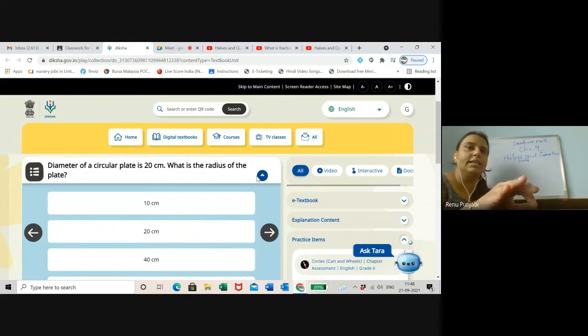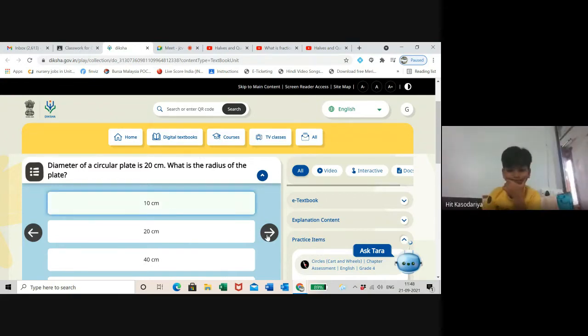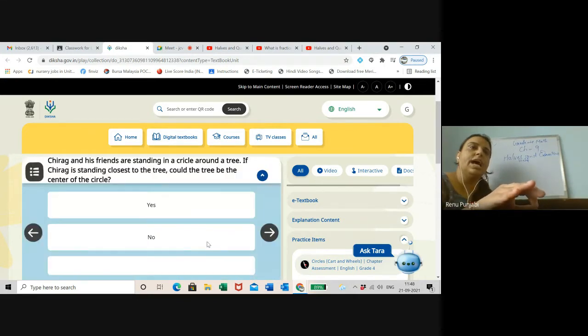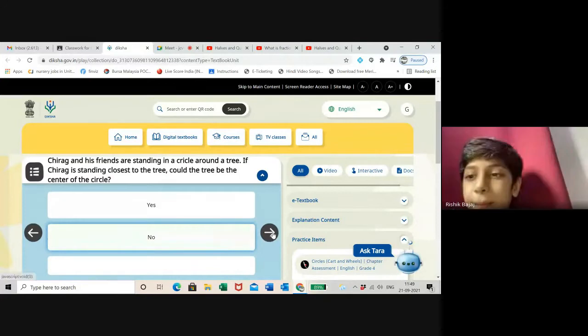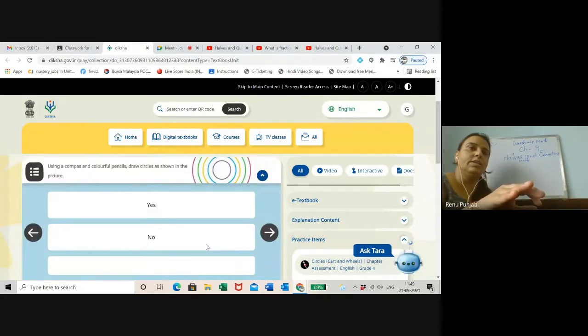Now the next question: the diameter of a circle is 20 centimeter. What is the radius of the plate? 10 centimeter. Go to next. Chirag and his friends are standing in a circle around a tree. If Chirag is standing closest to the tree, could the tree be the center of the circle? No, ma'am. So the answer is no. Go to the next question.